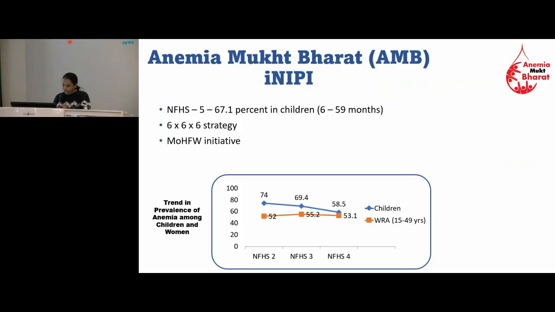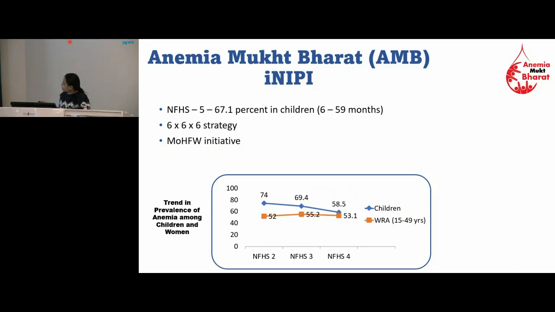So as we know that it is a public health problem, we have seen that in the recent NFHS 5 survey also. So sadly, this is the NFHS 2, 3, 4 surveys, and these are the prevalence of nutritional anemia in children. So it was 74 and it has come to 58 in NFHS 4, but then it has again dramatically risen by somewhere around 10% by NFHS 5 data.